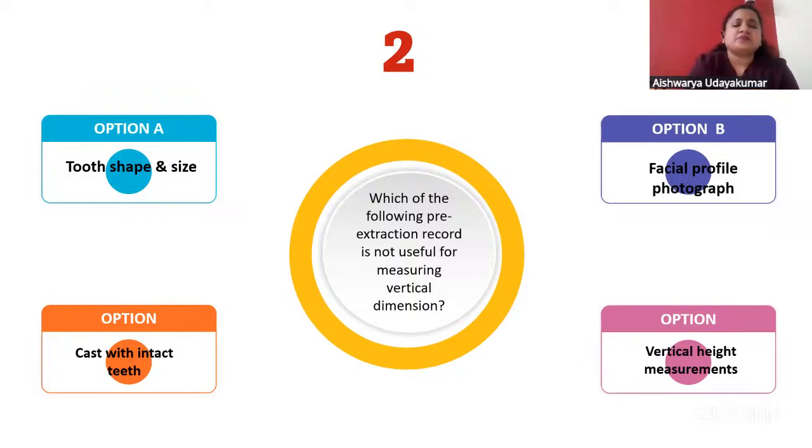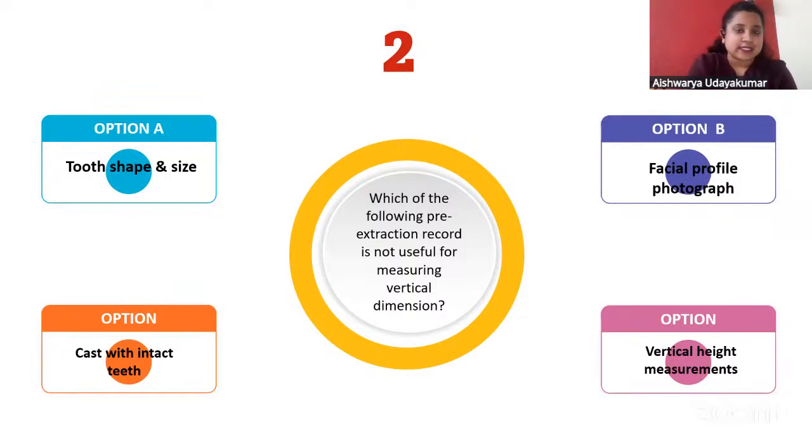Next, moving on. Which of the following pre-extraction records is not useful for measuring vertical dimension? Always remember to not overlook each and every word in your question. They have said not useful for measuring vertical dimension. Vertical dimension means the height of the face. To measure that, there are several things. Using common sense here, they have mentioned the facial profile photograph, which shows the height of the face.